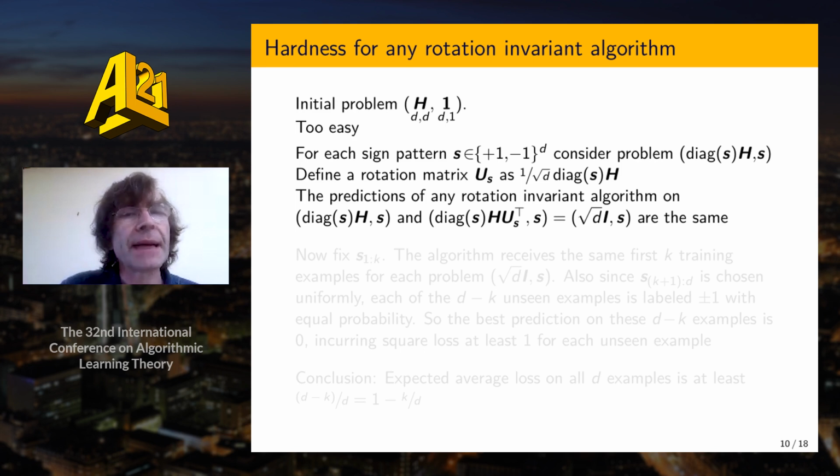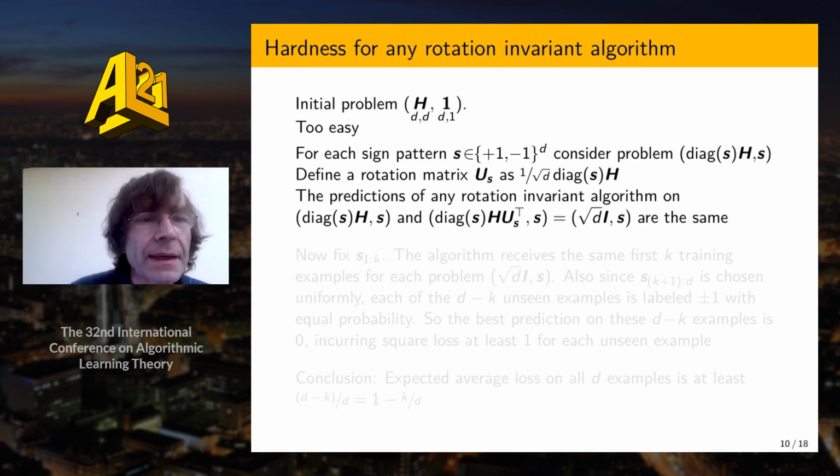And now you rotate that problem. You make up a rotation matrix that incorporates those random sign flips. This is the original problem with the sign flips, and then this is the rotated one. But the rotated one rotates everything to the identity. So in other words, the predictions of the rotation invariant algorithm on this and this have to be the same. So in other words, there's no difference. The labels don't show up. There's no information about the past labels in the instances.